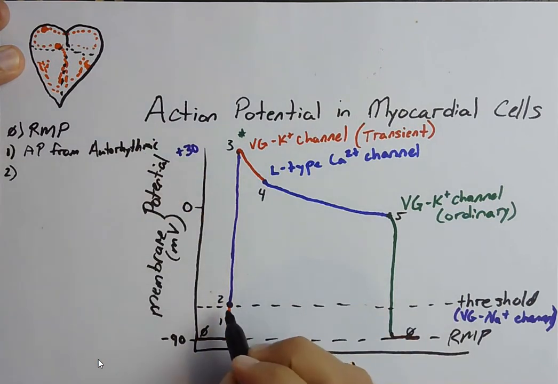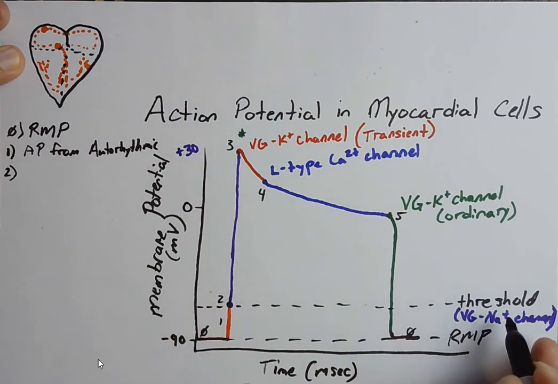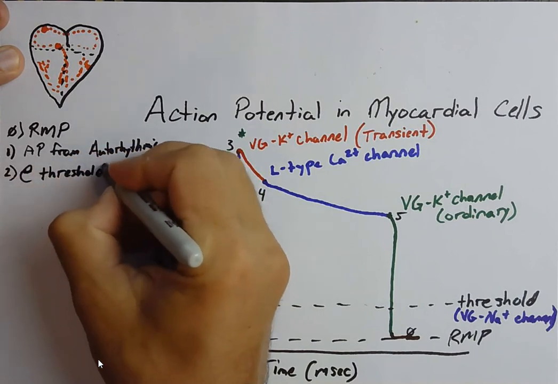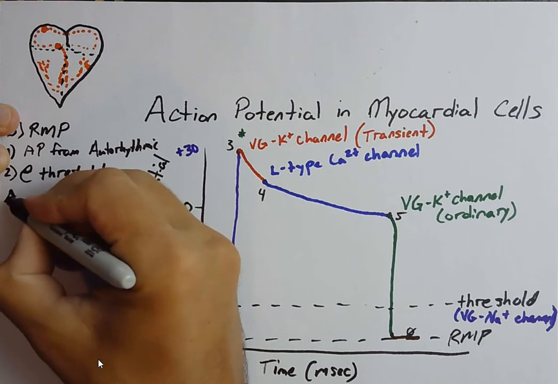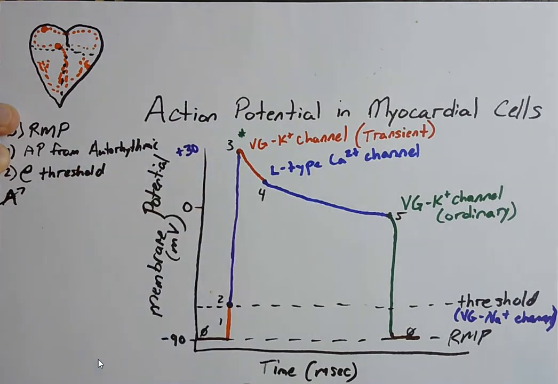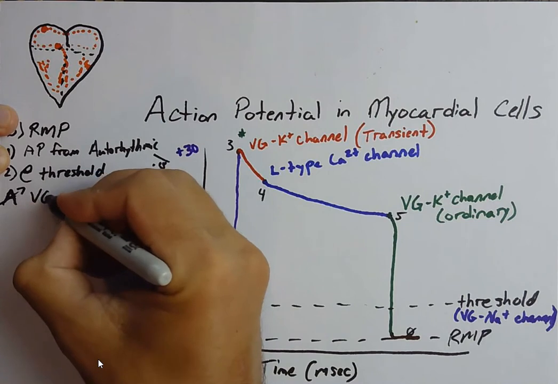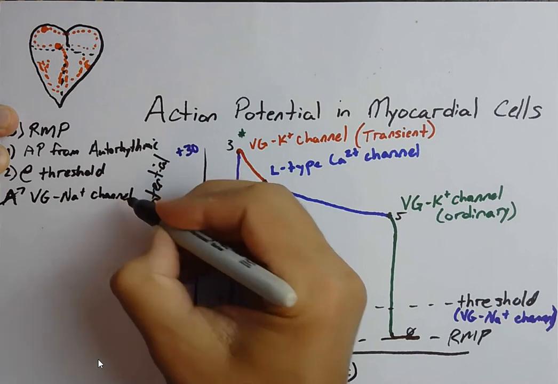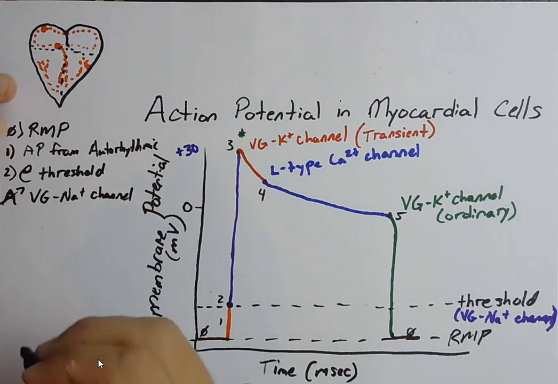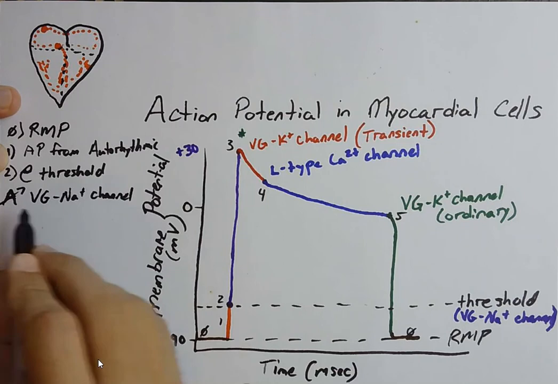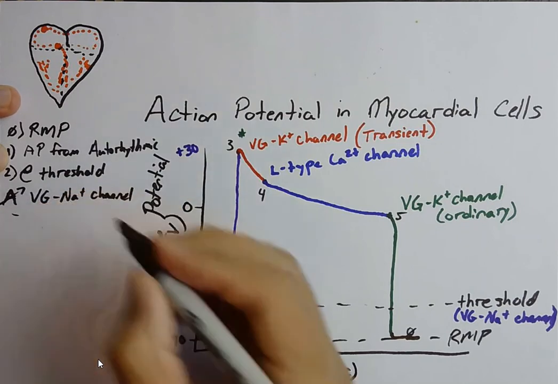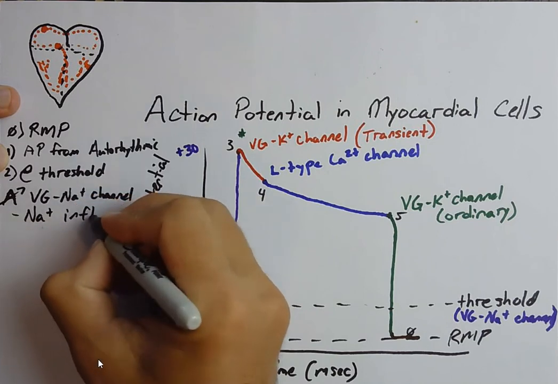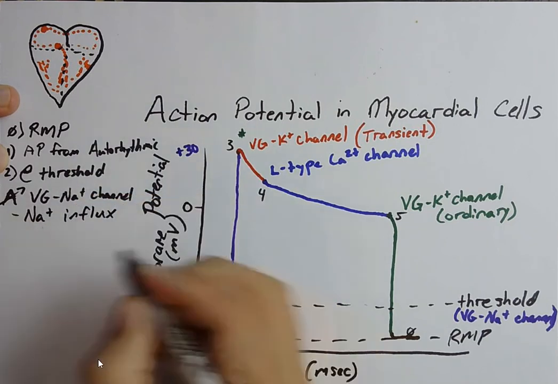At step 2, what's going to happen? Threshold is reached. So at threshold, what's going to happen? We're going to activate, A with an arrow up, because we don't have to write everything out, a voltage-gated sodium channel. The other way to write this is a voltage-gated sodium channel opens. Doesn't matter which way you go about it. And due to the activation of the voltage-gated sodium channel, what ion gets to go what direction? Sodium is going to be driven into the cell. So we have net sodium influx.